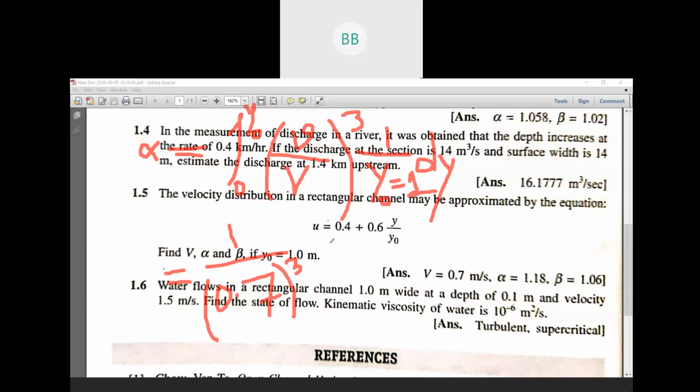Then we have multiplication, integration 0 to 1, y naught is equal to 1 is given, and we are going to substitute the expression for v, that is 0.4 plus 0.6 y by y naught. Y naught is again 1, so we can directly write y. And then don't forget we have cube, so it will be cube and then dy.